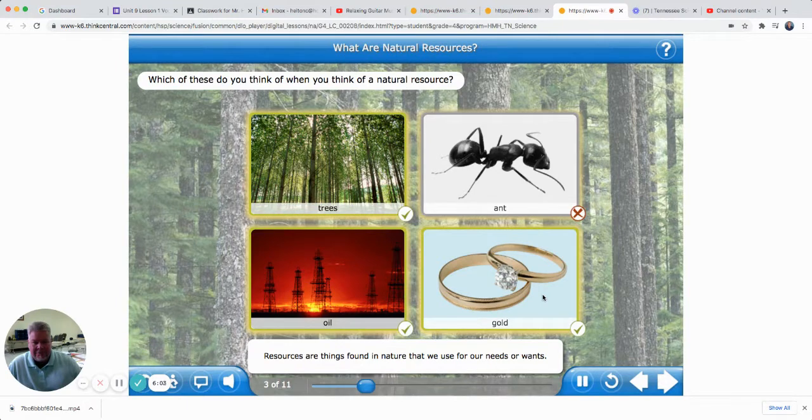Resources are things found in nature that we use for our needs or wants. Ants are not a resource. We don't use ants to produce goods, provide food, or fulfill a need. We don't, but anteaters do.